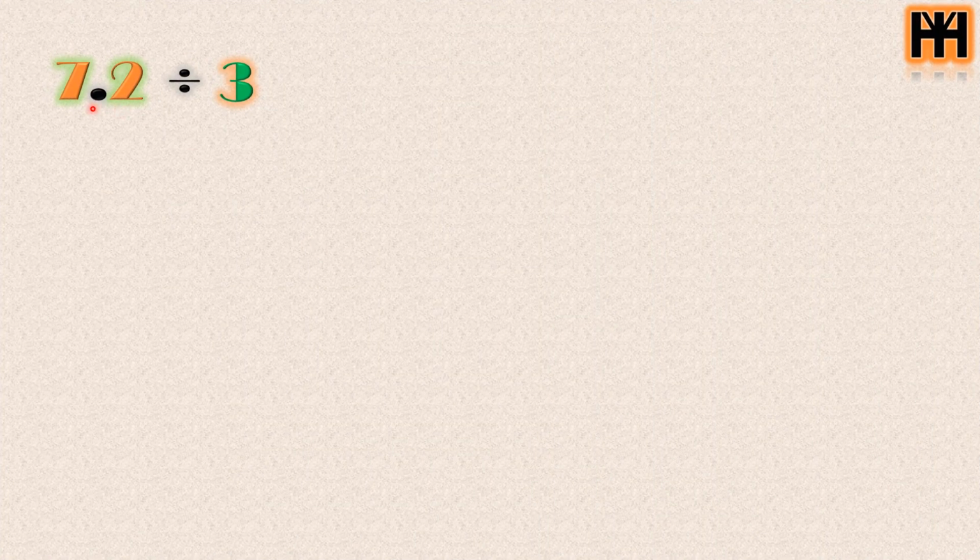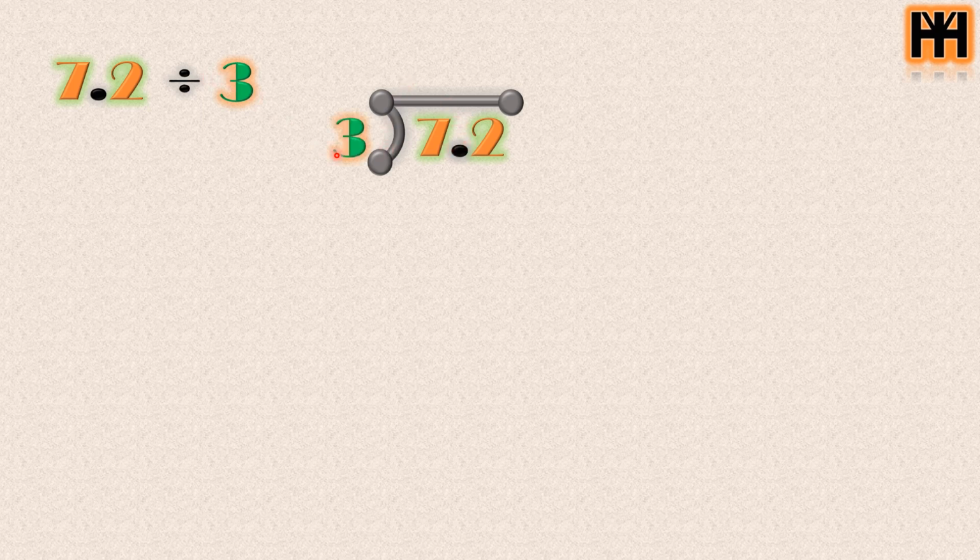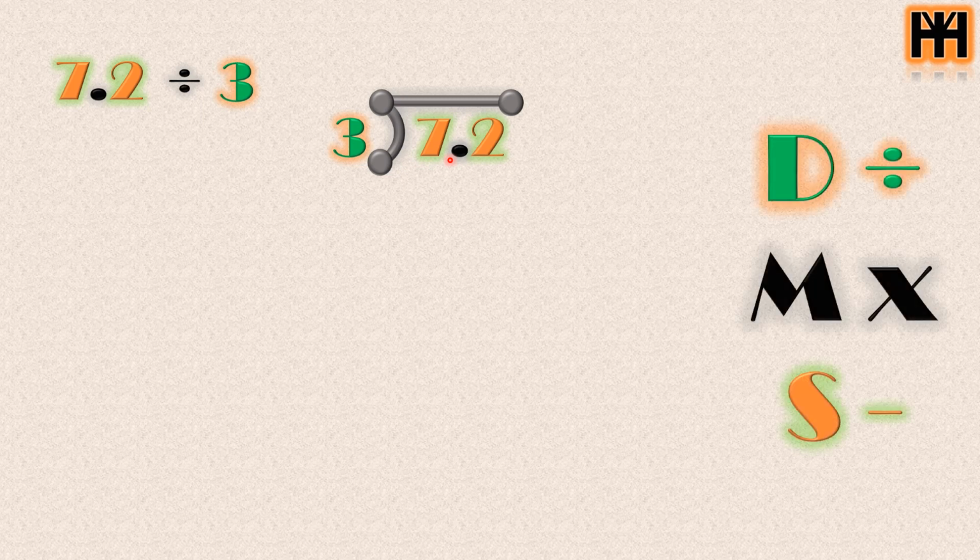Now we have 7.2 divided by 3. So the 7.2 will be here, under the umbrella, and the 3 will be outside. We'll perform this division normally as if there is no decimal point. Consider we are dividing 72 by 3. Ignore the decimal point for now. Remember our steps: divide, multiply, subtract, and repeat. How many 3s are in 7? Or 7 divided by 3 is equal to what? There are only 2 3s in the 7.